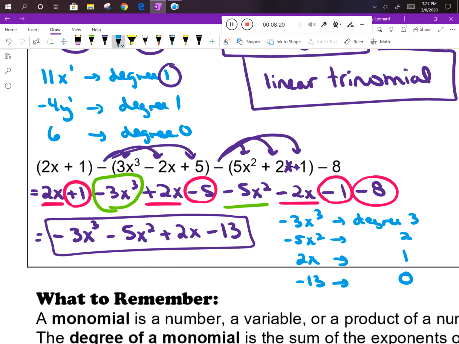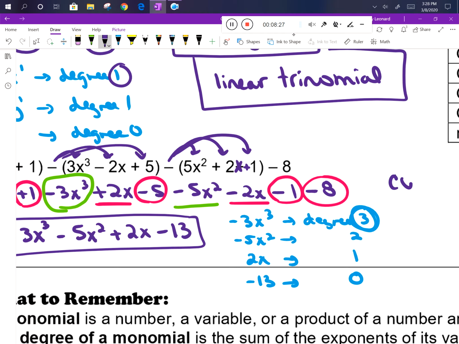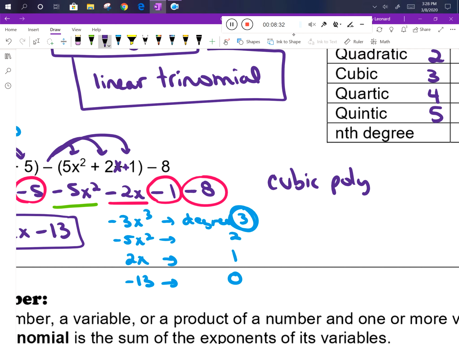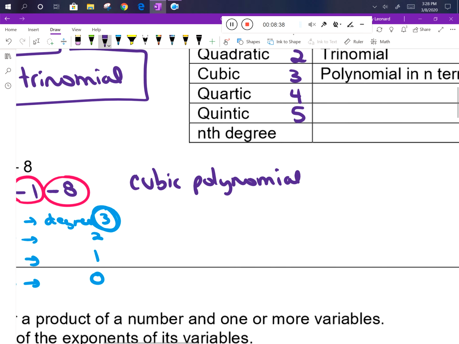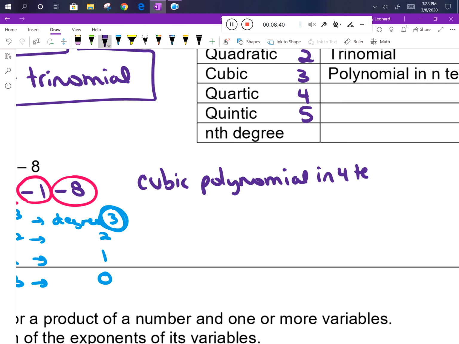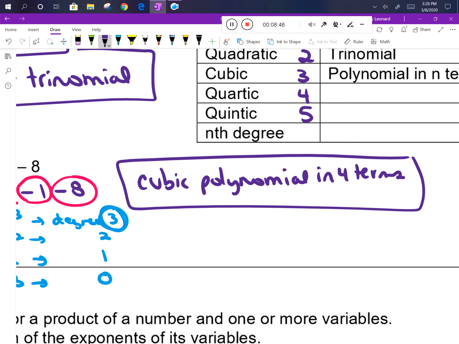So when we go to classify this thing based on degree and number of terms, that degree of 3 kind of wins the day. So we would call this a cubic polynomial in 4 terms. Notice we had to say a little bit more because if there are more than 3 terms, we're just going to call it a polynomial, not something specific that tells somebody how many terms it has. So we have to add the phrase in 4 terms to the end. So this is a cubic polynomial in 4 terms.